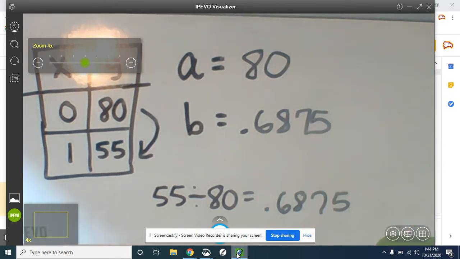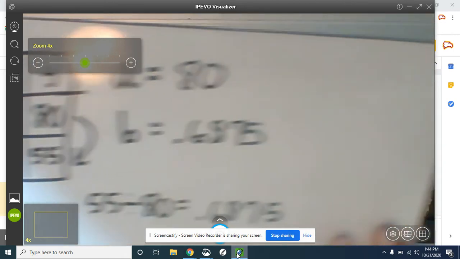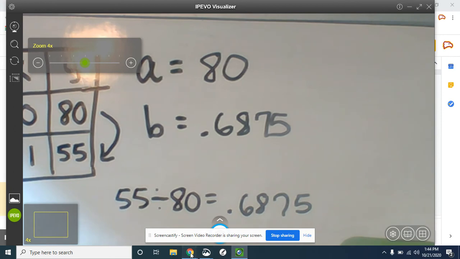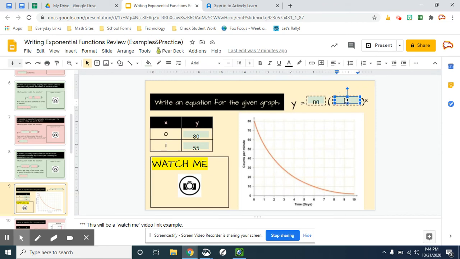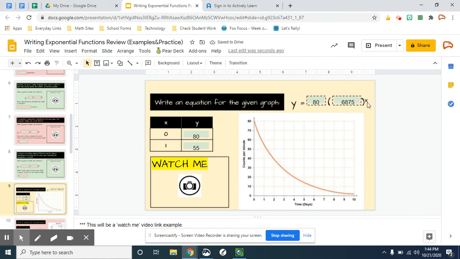So let's go ahead and go back to the slide and put that in. And even though the word problem doesn't ask us to use it or anything, let's make sure we can identify what each of the variables represent. So let me go ahead and type this in here. We have 0.6875. So x would be the x-axis, the number of days, and y would be the counts per minute. So if they gave us more context, that would make more sense. But you do want to make sure that you identify what your x and y represent.